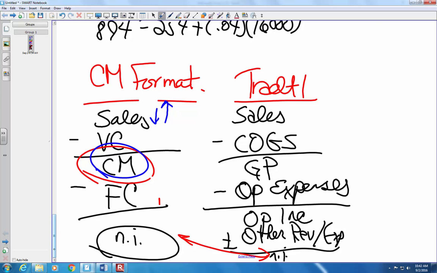Your homework will have you working with, so we've done classifications, we'll have you working with mixed costs, it'll have you doing some analysis, algebraic analysis of lines, and it'll have you taking a look at your contribution margin format statement.